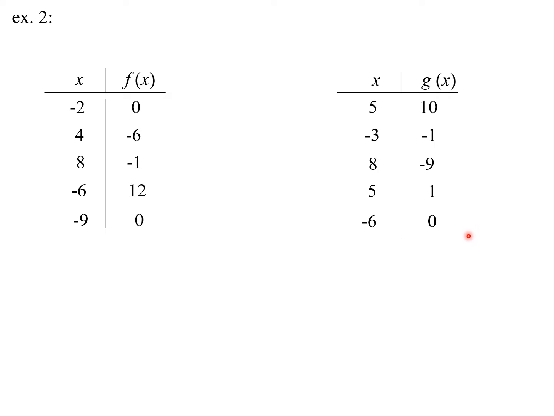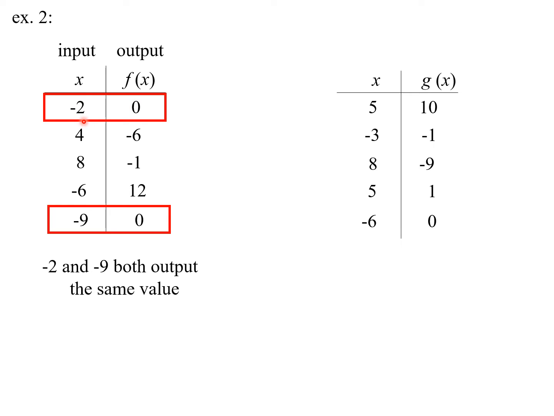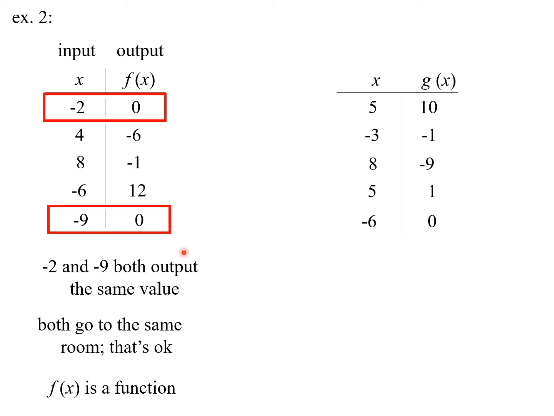Now let's look at some tables of values. I have an input in the left-hand column and an output in the right-hand column. Notice that I have an input of -2 being taken to an output of 0, and an input of -9 being taken to an output of 0. That is perfectly fine. They both go to the same room, room number 0. That's okay. So f of x is a function.